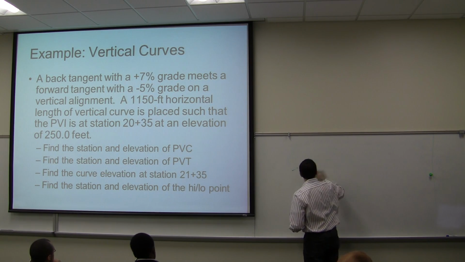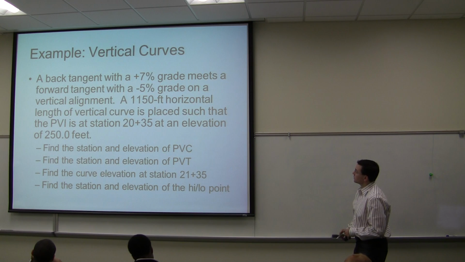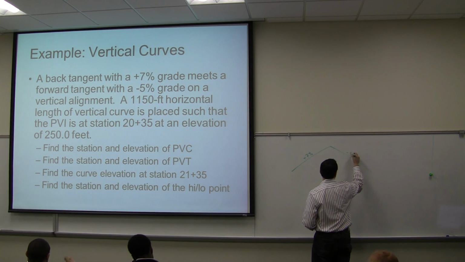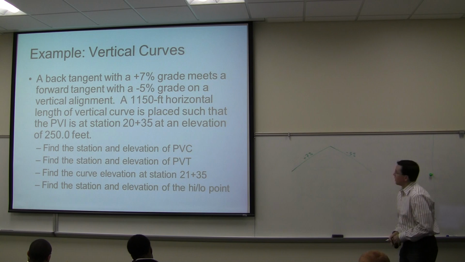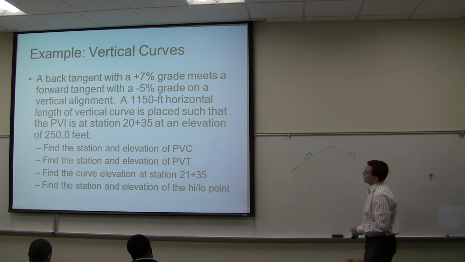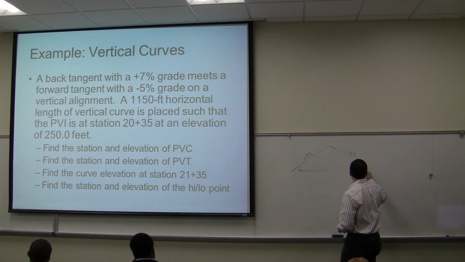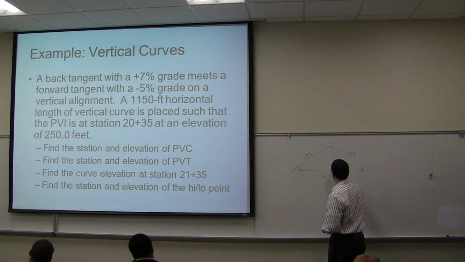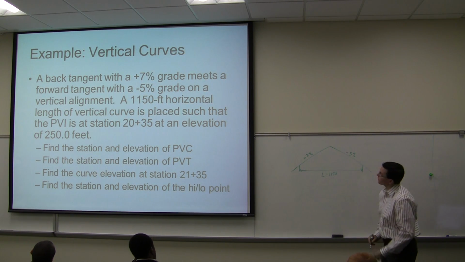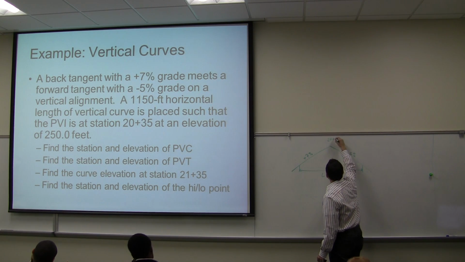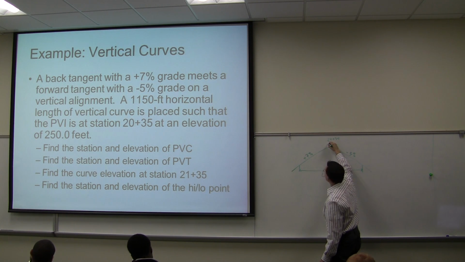So is this a crest curve or a sag curve? This is going to be a crest. So we have plus 7% and minus 5%. The curve length is 1150. That's L equals 1150. We have a VPI of 20 plus 35 and elevation of 250.